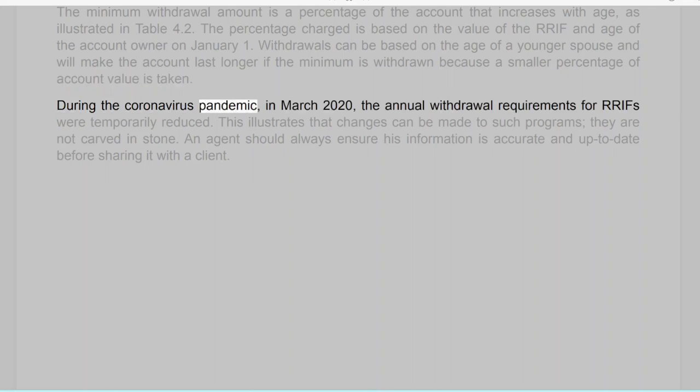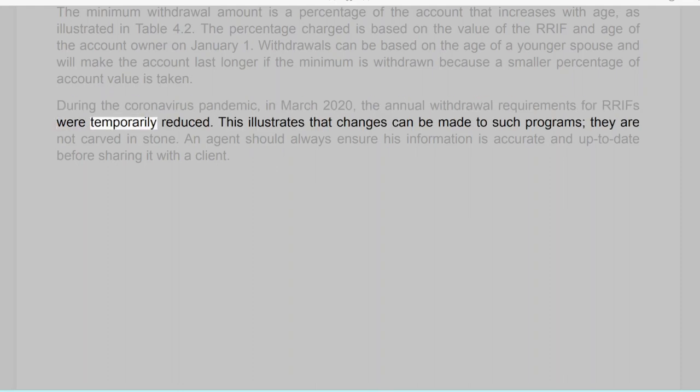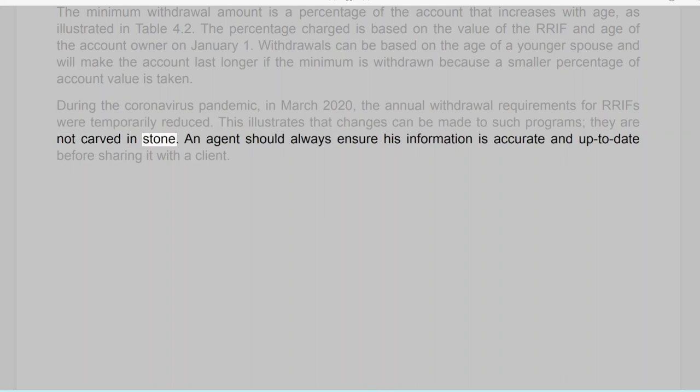During the coronavirus pandemic, in March 2020, the annual withdrawal requirements for RIFs were temporarily reduced. This illustrates that changes can be made to such programs, they are not carved in stone. An agent should always ensure his information is accurate and up-to-date before sharing it with a client.